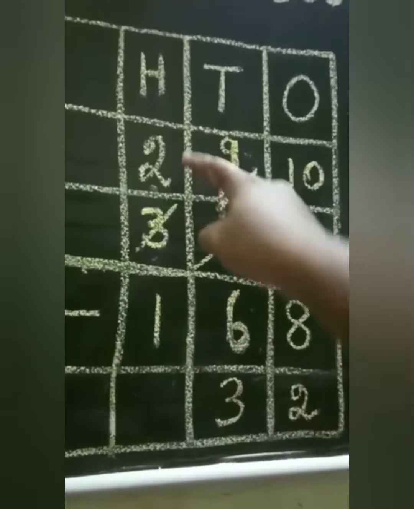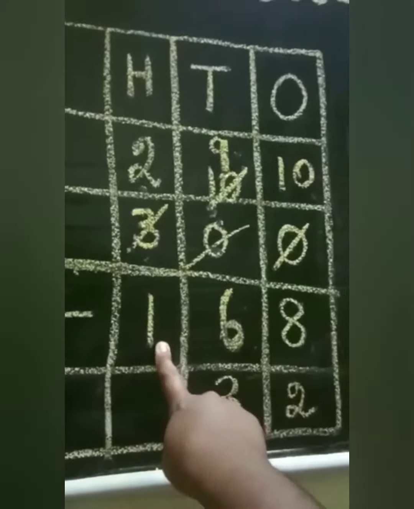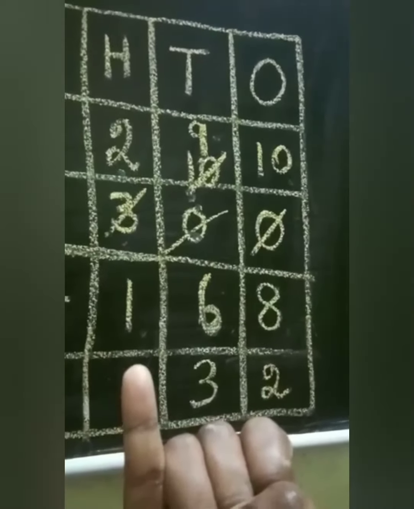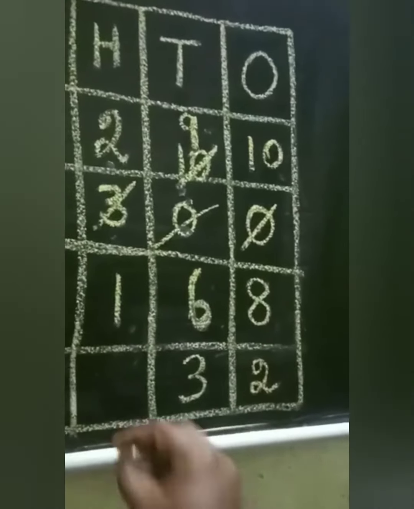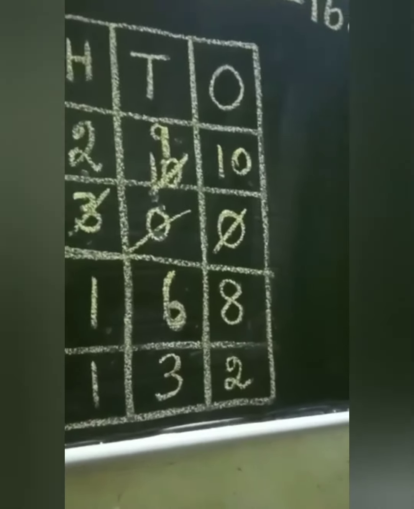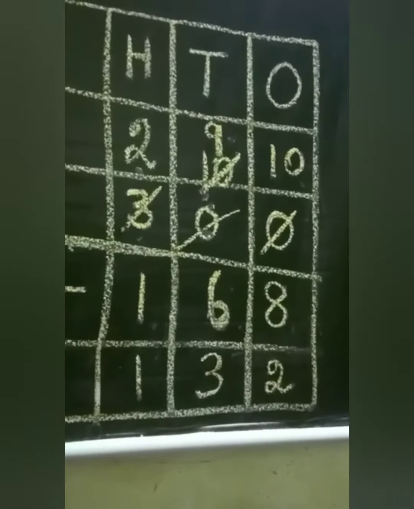Then 100's place. You have 2 and 1 at 100's place. 1 in mind. Take fingers up to getting 2. 1 after 2. How many fingers? Only 1 finger. Is it? So this is your final answer. 132. That's it. Now let's see next question.